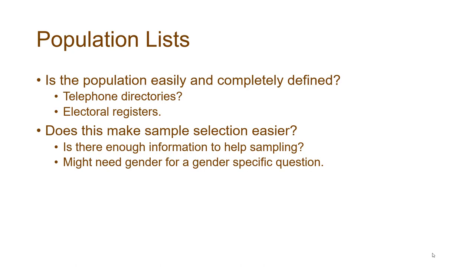Even if you've got a population list, does it make it easier to do sampling? So if I want to do a gender specific question, I need to be able to figure out from my list what the gender of people are. But there's quite a lot of names that are not gender specific. So I could end up selecting men when I wanted a survey to be women only, or women when I want it to be a male only selection. It's difficult to tell.